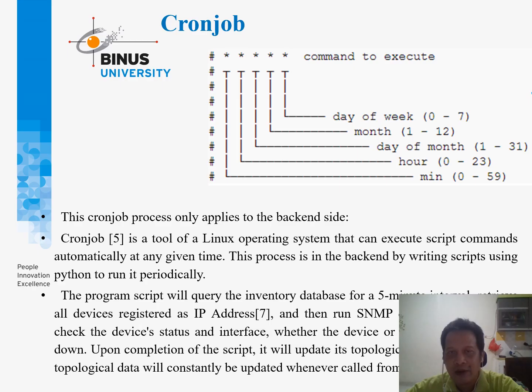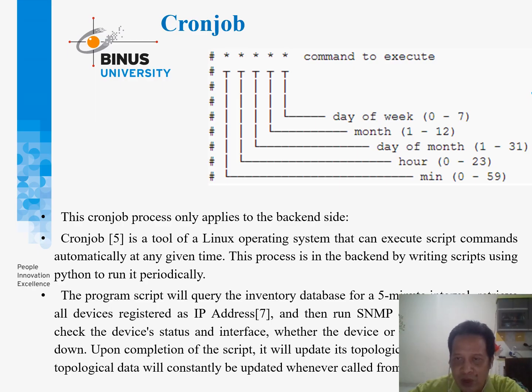And then the fourth step, as the last step, is the cron job. This cron job process applies to the back end only. The cron job is a tool for the Linux operating system that can execute script commands automatically at any given time. This process is in the back end, writing a script using Python to run periodically.